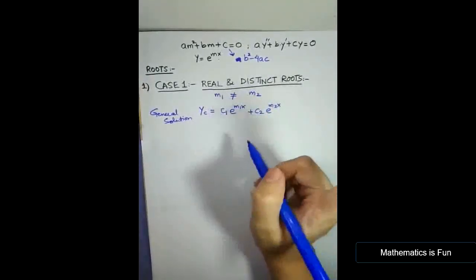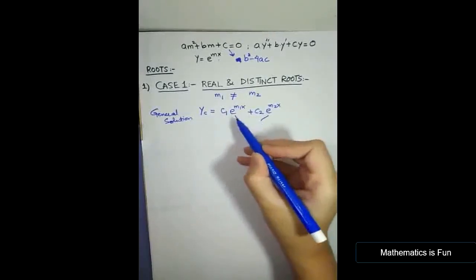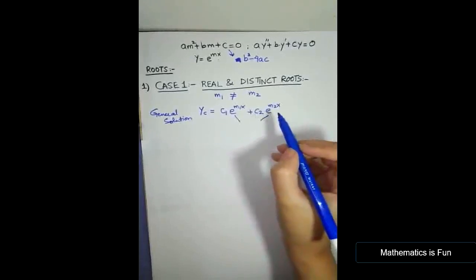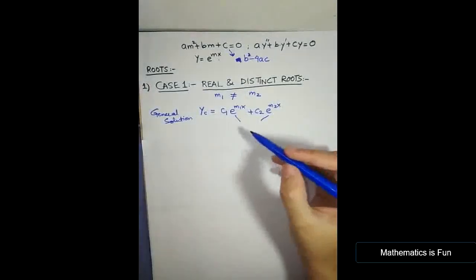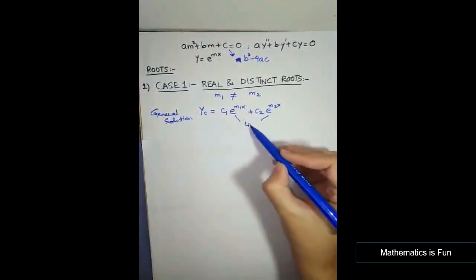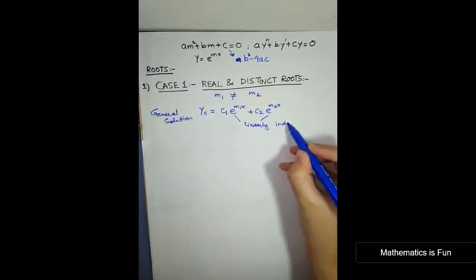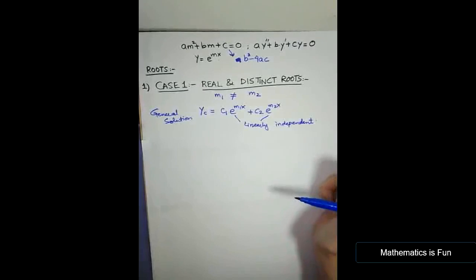Also one more thing is that you have to check that these two functions, e to the power m1 x is a function and e to the power m2 x is another function for the second order differential equation, must be linearly independent functions. Very important point in that.